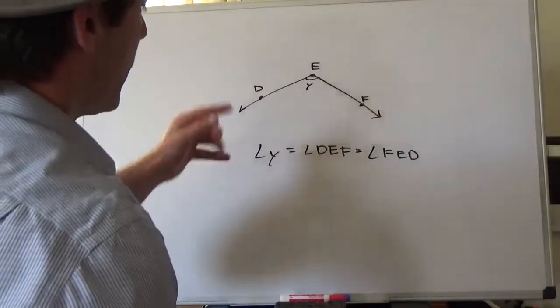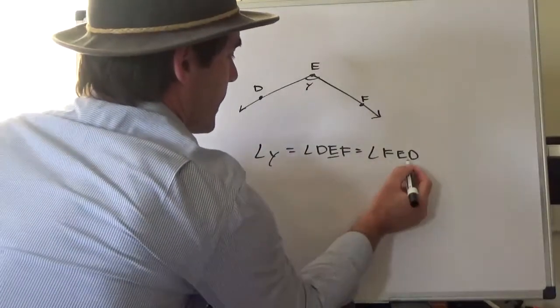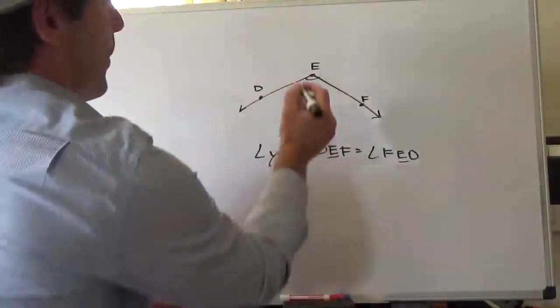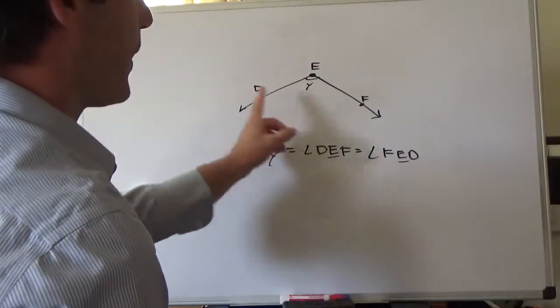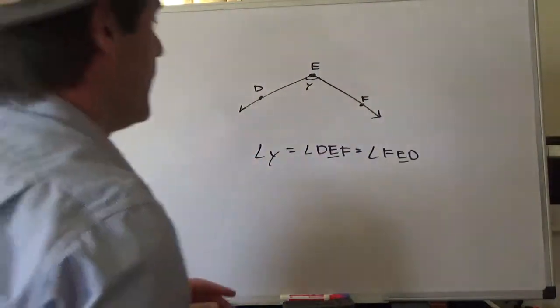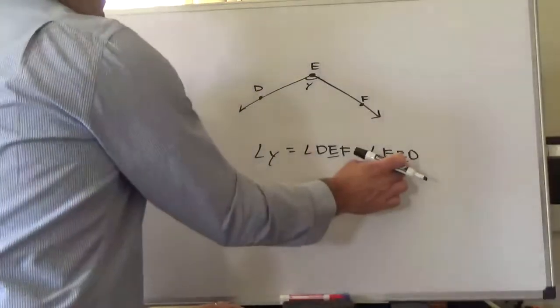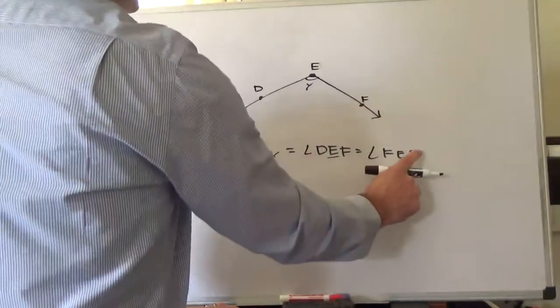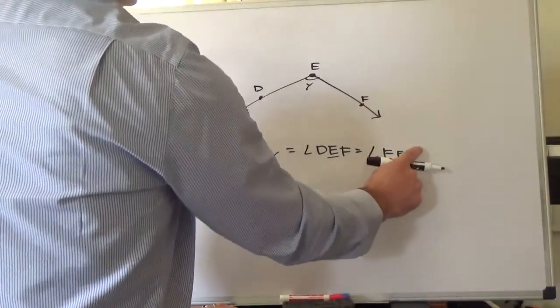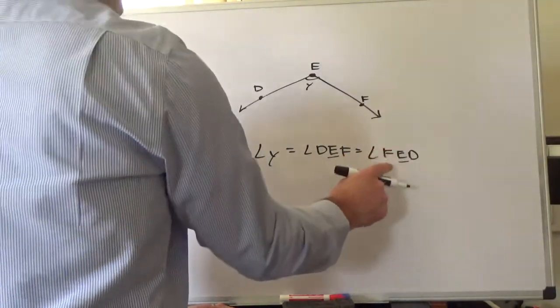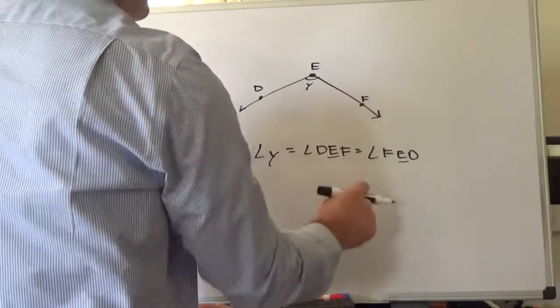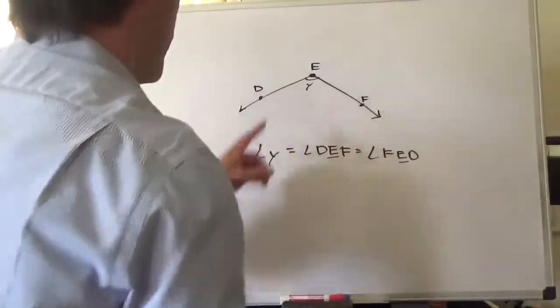And the important thing again is that the vertex, which is the point where the two rays meet, is always in the middle, and that way there's no confusion over which direction, because the vertex where they meet tells you that the line with point D on it meets the line with point F on it at letter E, which is the vertex.